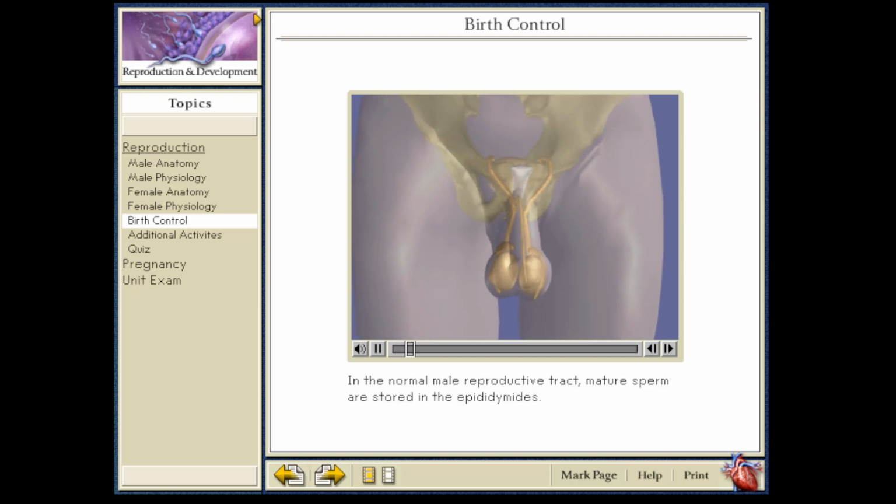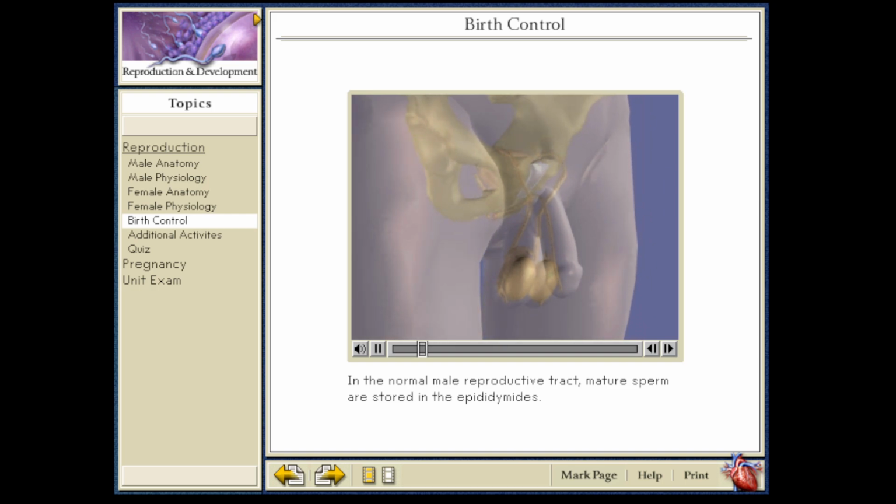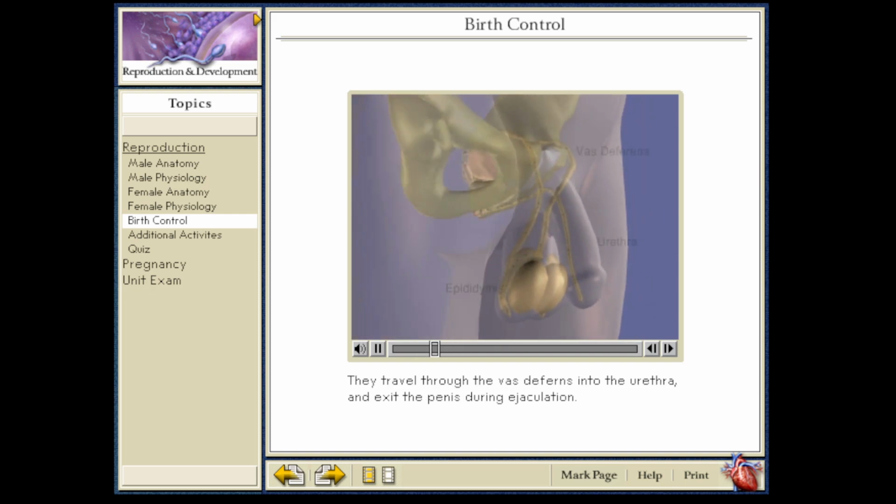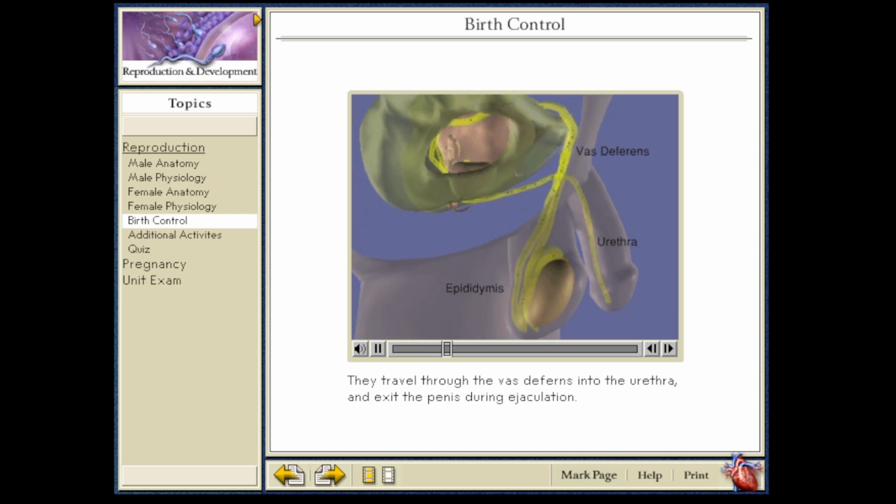In the normal male reproductive tract, mature sperm are stored in the epididymides. They travel through the vas deferens into the urethra and exit the penis during ejaculation.